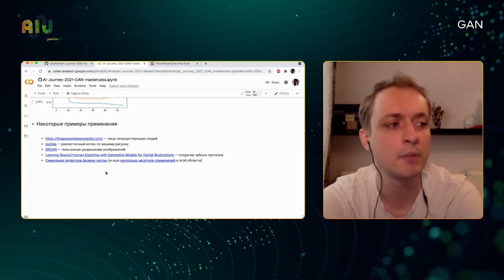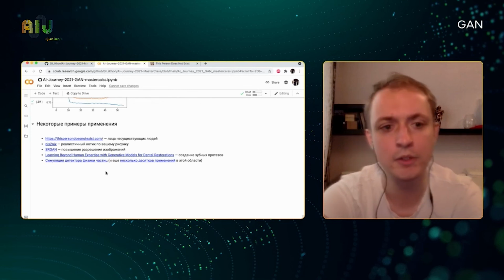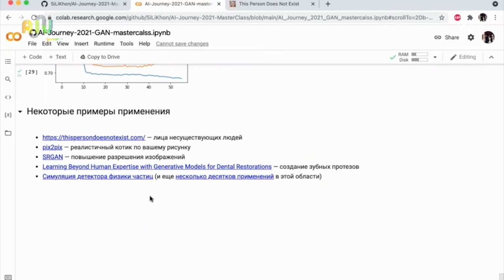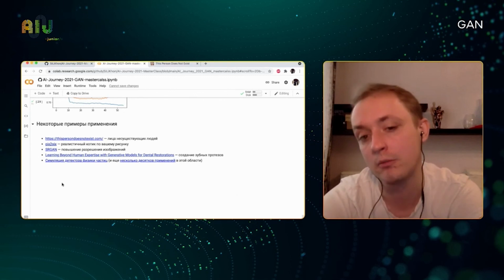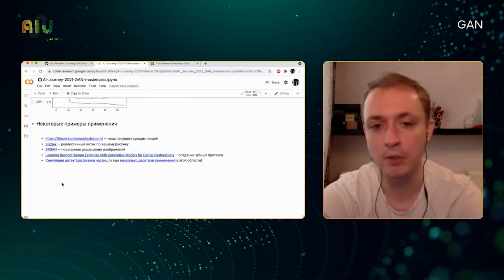And the last link corresponds to what I do. This is what I do at my university. We're simulating detectors of physical particles. Physics of particles. So this is a link to my work. I did it together with my co-authors, and here is one more link. It has a few dozen applications in this area. These models are just very popular.